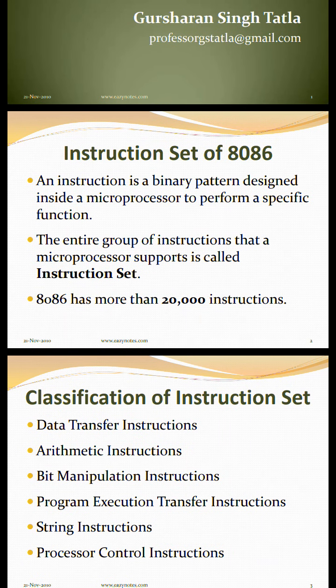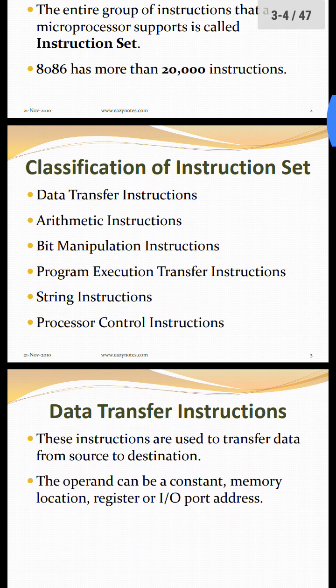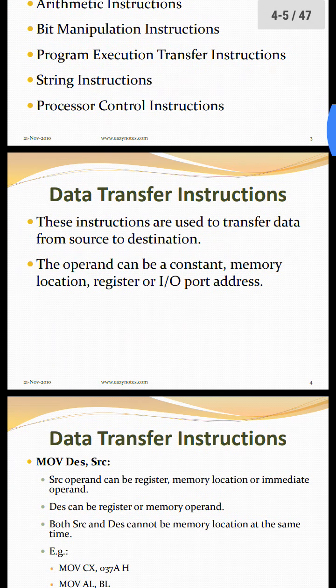As you know, the instruction set can be classified into different groups on the basis of their operation. The important groups are data transfer instructions, arithmetic instructions, bit manipulation instructions, program execution transfer instructions, string instructions, and processor control instructions. So first of all, let us see what data transfer instructions are. By the name it is clear that whenever data transfer occurs in the microprocessor, it uses data transfer instructions.